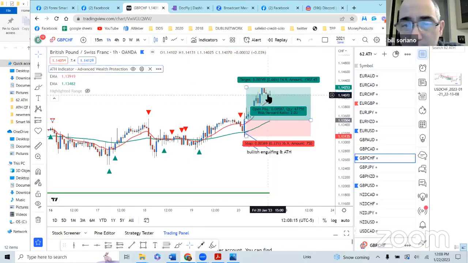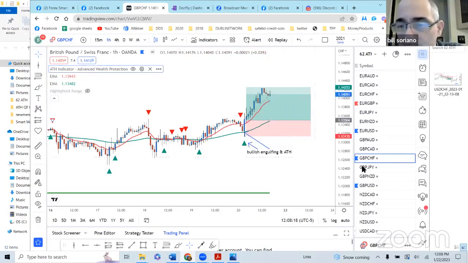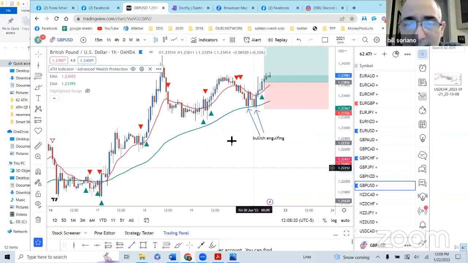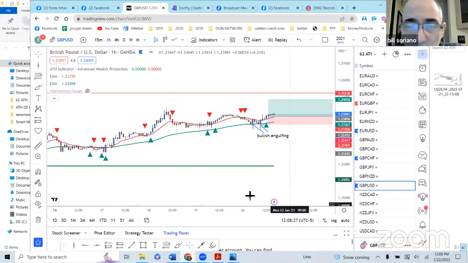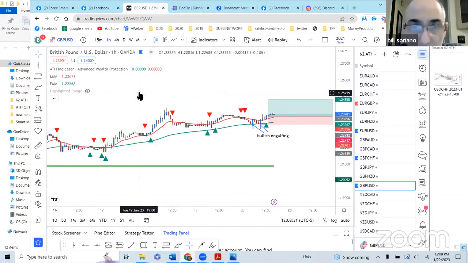That's 4 p.m., 3 p.m. Right here, you would have probably closed that trade at 2 p.m. GBP USD, again, 13 is above the 62. We're bullish here on the 1 hour. This bar tells us we're also bullish on the 4 hour. This red line here is for something else, shouldn't be there.